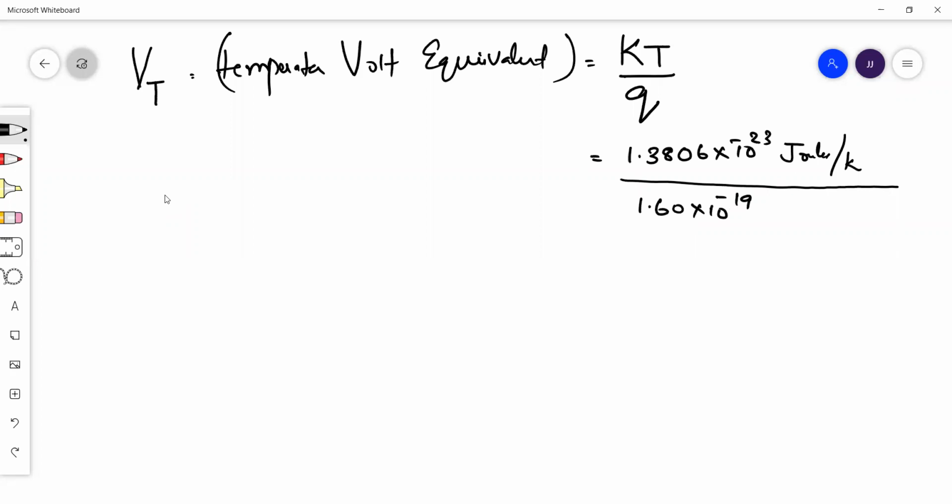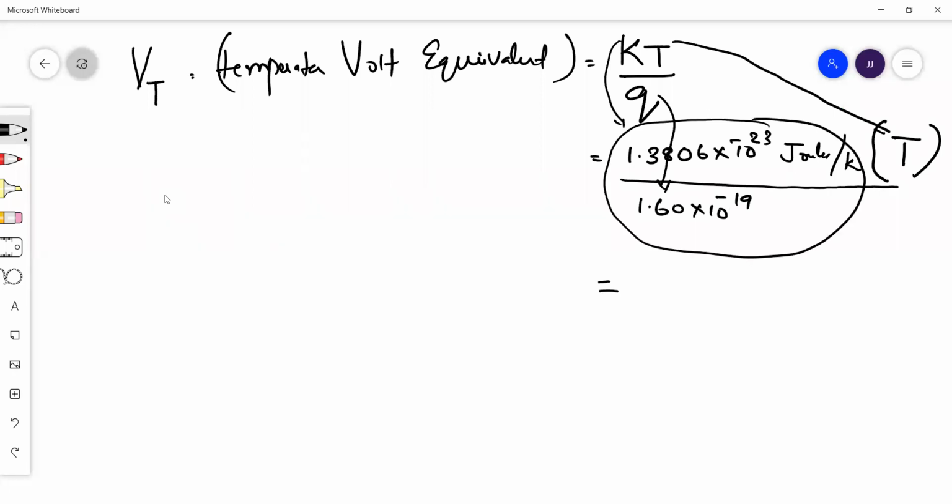Then there is the temperature T. This T represents temperature, K represents the Boltzmann constant, Q represents charge. Just substitute that and you will get a factor, that is 1 divided by 11,600. This is its value. When you calculate this value, you will get a value like temperature in Kelvin divided by 11,600. This is the equation of the temperature volt equivalent, or V suffix T.